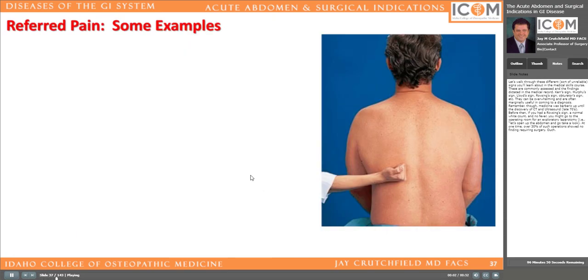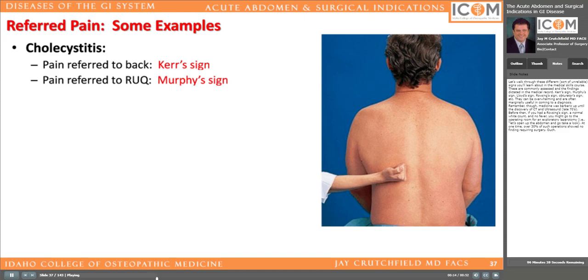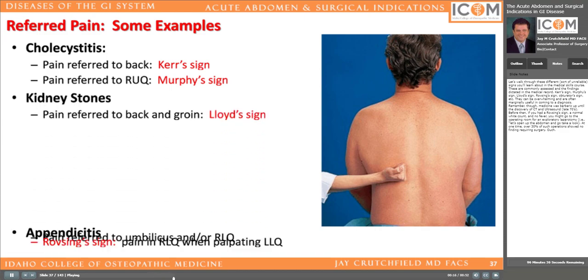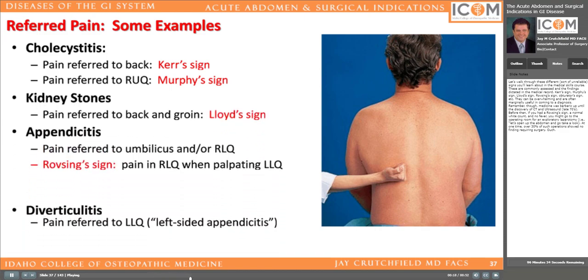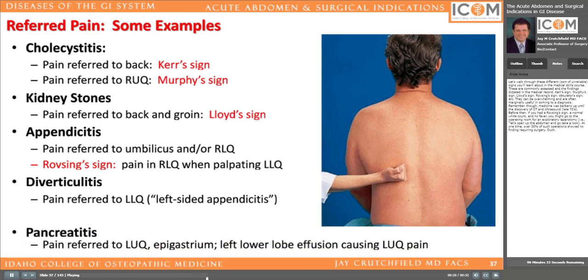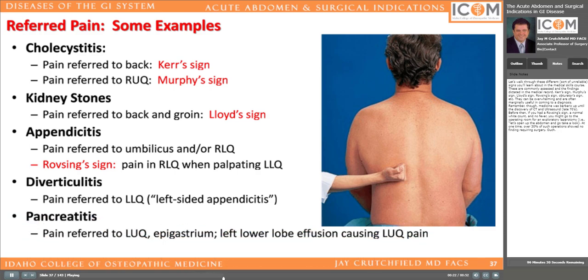Let's walk through these different, sort of unreliable signs you'll learn about in a medical skills course. These are commonly assessed and the findings dictated in the medical record. Kerr sign, Murphy sign, Lloyd sign, Rovsing sign, obturator sign, etc. They can be overwhelming and are often only marginally useful in coming to the diagnosis.